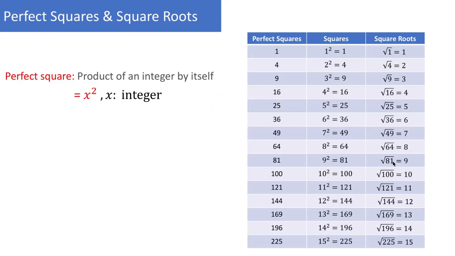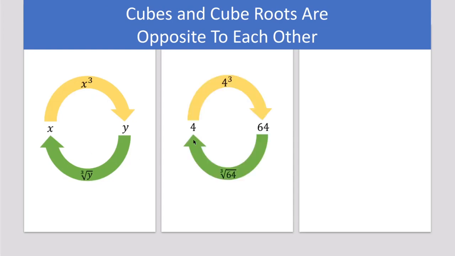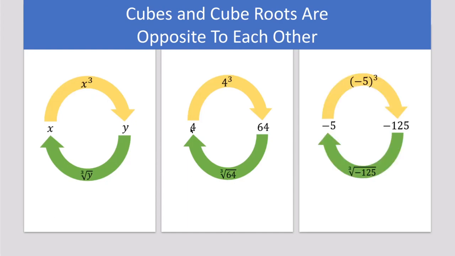Now, if I add the square roots, that's the opposite operation. For instance, 4 squared is 16, square root of 16 is 4. 10 squared is 100, square root of 100 is 10. Now we talk about cubes, and cube roots are also opposite to each other. If x cubed is y, then the cube root of y is back to x. Example, 4 cubed is 64, cube root of 64 back to 4.